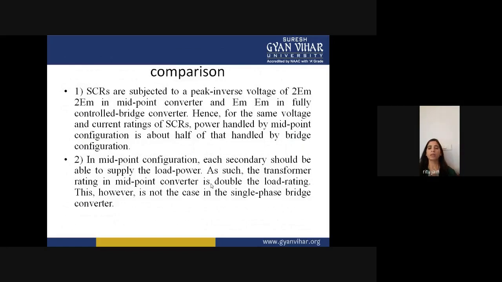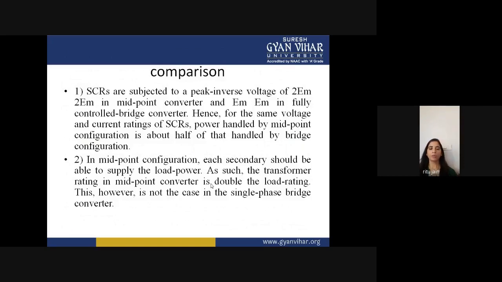Okay. Next, in the midpoint configuration, each secondary should be able to supply the load power. As such, the transformer rating in the midpoint converter is double the load rating. So it is not the case for the single phase bridge converter. The single phase bridge converter we will discuss in the next lecture.